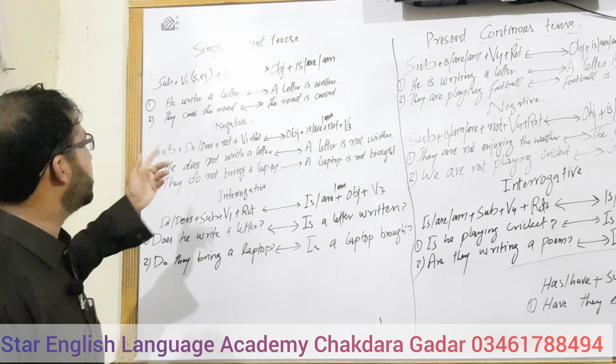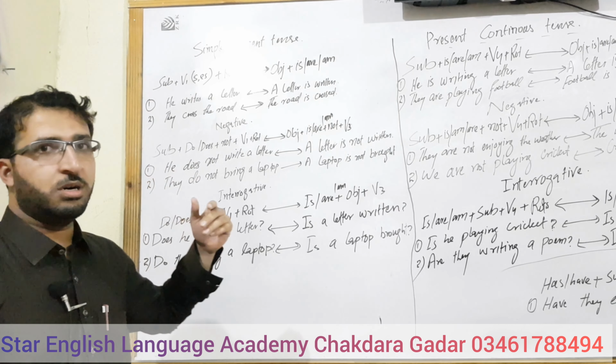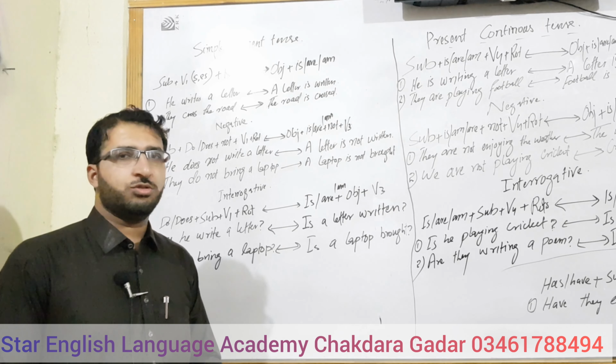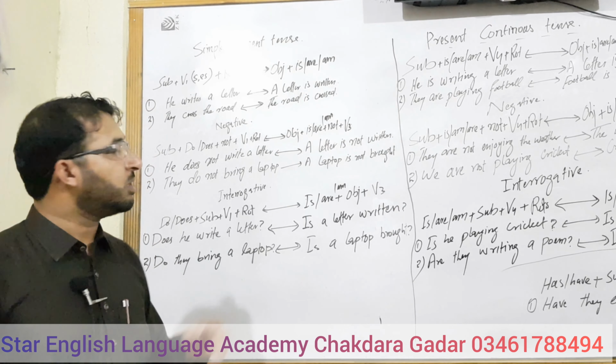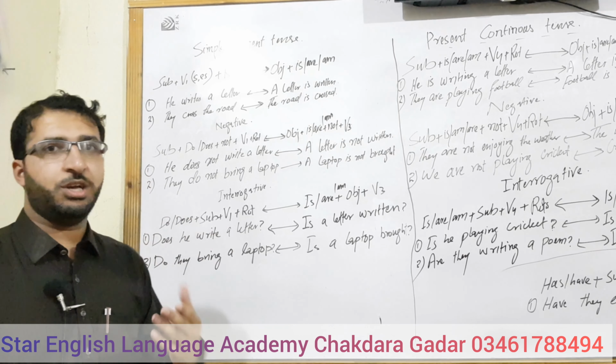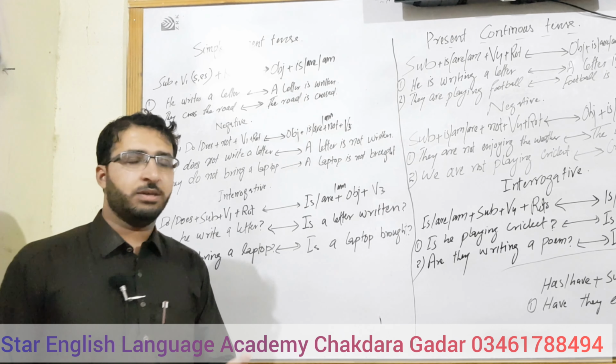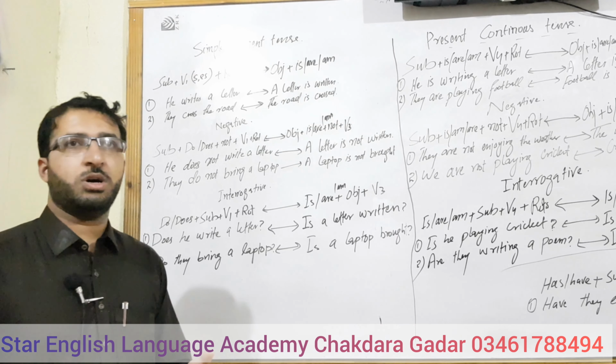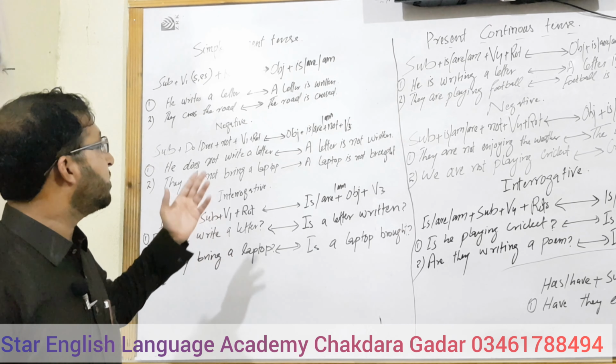Active structure of simple present tense is subject plus first form of the verb. We add s, es, according to the subject. If it's singular noun or he, she, it, then we add s or es. If it's plural noun, then we just simply use first form of the verb. Then rest of the sentence.